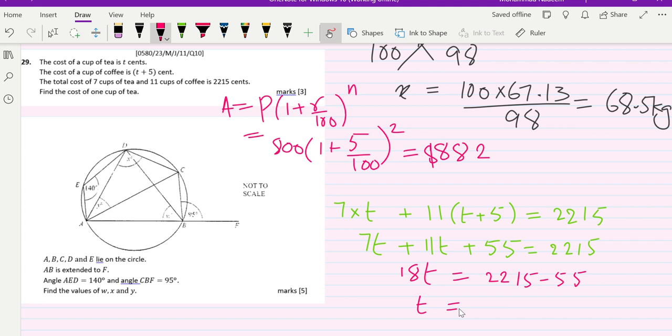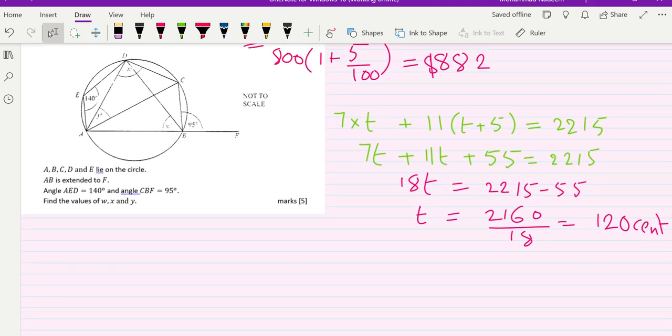But first we will subtract. 22.15 minus 55 will give us 2160. Divide that by 18. So the tea costs 120 cents. Okay, this is the price of one cup of tea. Hope you understand this question as well.